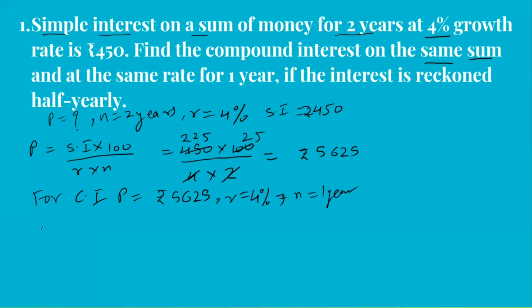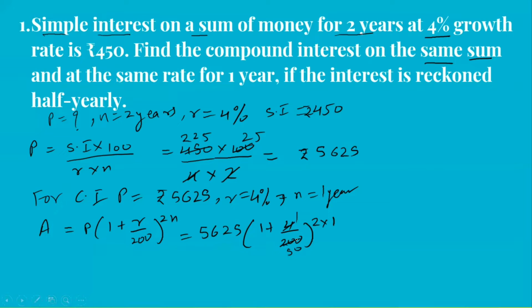Let us first find the amount, and it is reckoned half yearly. So we have the formula A is equal to P in bracket 1 plus R upon 200 raised to 2n. Put the values. Principal is 5,625, 1 plus 4 upon 200 raised to 2 into 1. N is 1 here. 4 ones are 4, and 4 fives are 200, so 1 upon 50 you get over here, raised to 2. So you get 5,625 in bracket 50 plus 1, that is 51 upon 50, raised to 2.